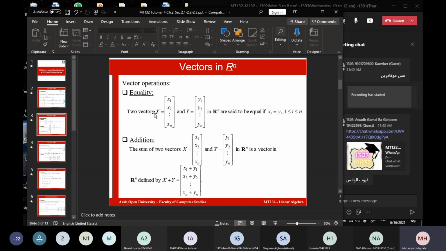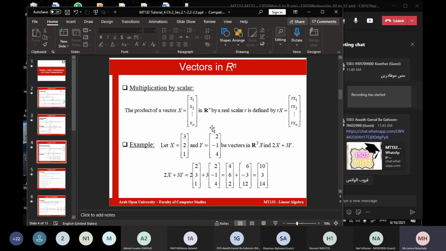Now, when we say that 2 vectors are equal, same as when we deal with matrices, 2 matrices are equal if each element is equal to the corresponding one. So here with vectors, if x1 is equal to y1, x2 equals y2, and so on up to xn equal to yn, and of course they have the same dimension, then we say X and Y are equal. How do we add? Each component we add to the corresponding one, right? To get x plus y, we have x1 plus y1 as the first element, then x2 plus y2, and so on up to the last, xn plus yn.